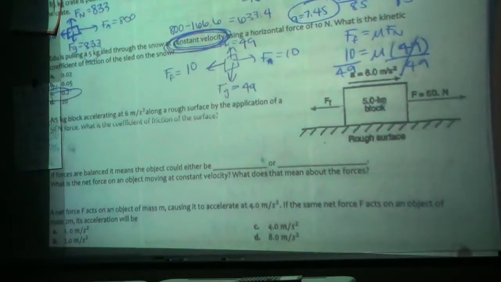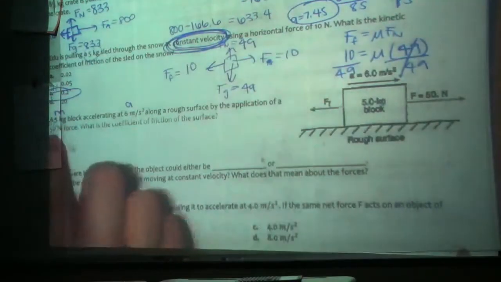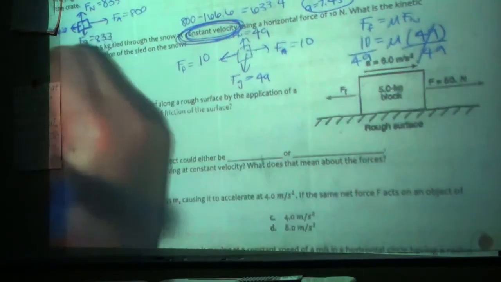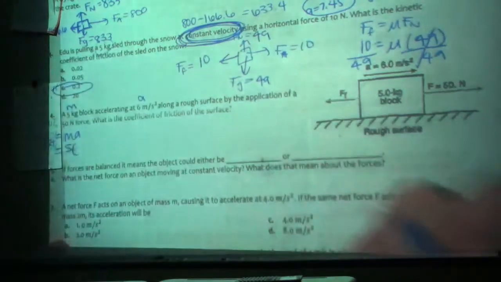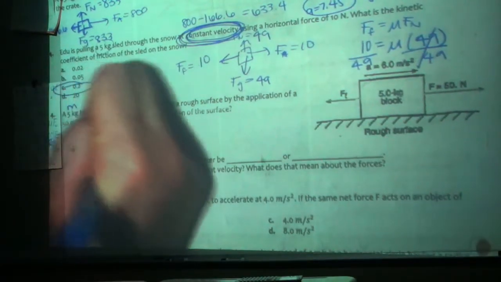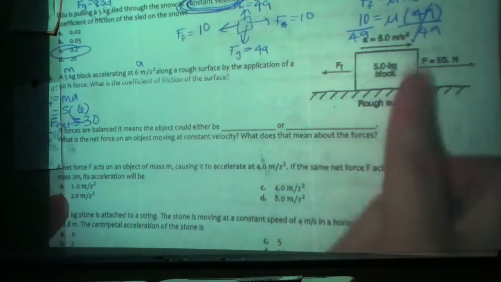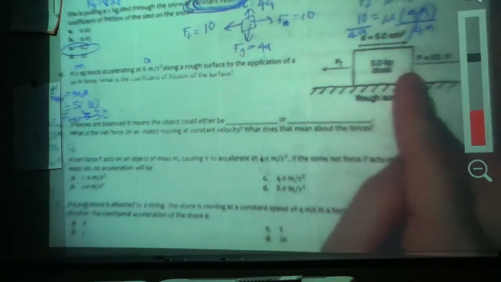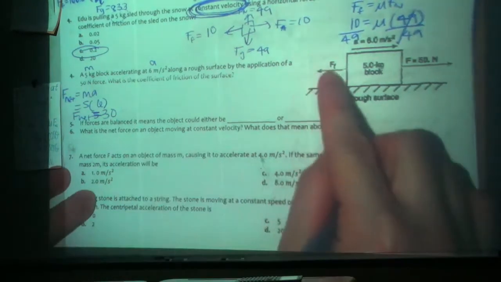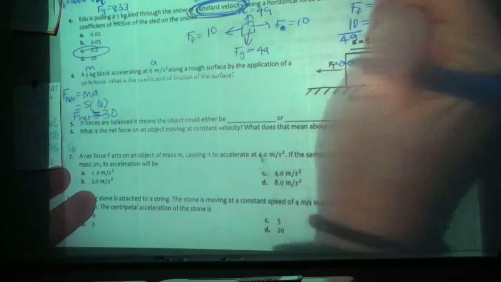I've got a 5 kilogram block, it's accelerating at 6, so I've got mass and acceleration, and we've got the applied force is 50. What is the coefficient of friction? Well, if you have the acceleration, then you can find the net force. So mass times acceleration, 5 times 6, gives me a net force of 30. Now you just look, this one already has the diagram partially done for us. So I have 50 newtons to the right, and if my net force is only 30, then I must have a friction force of 20 newtons, because 50 minus 20 would give me a total of 30.